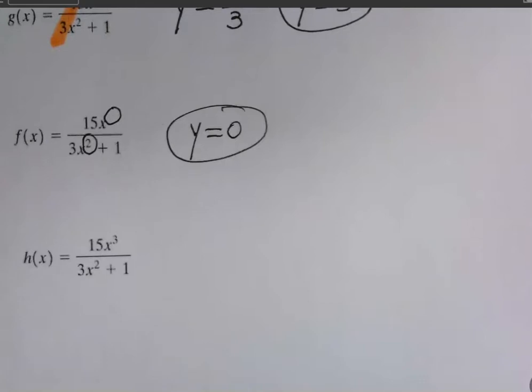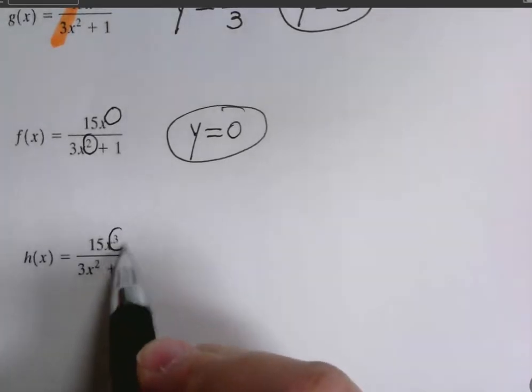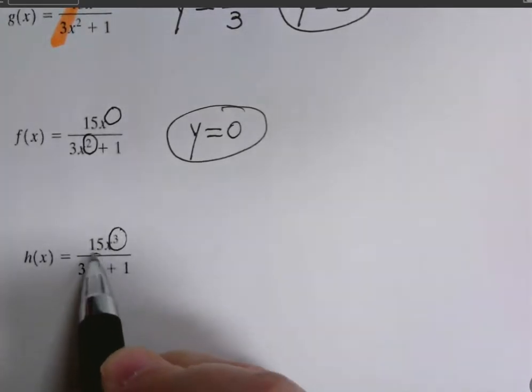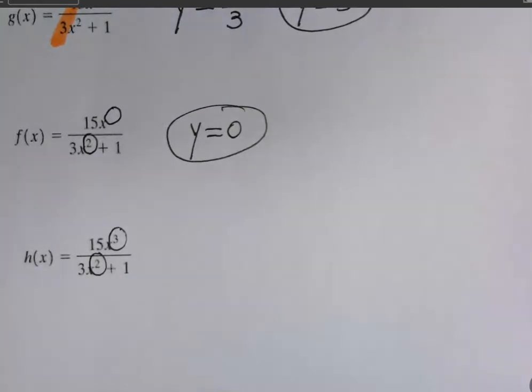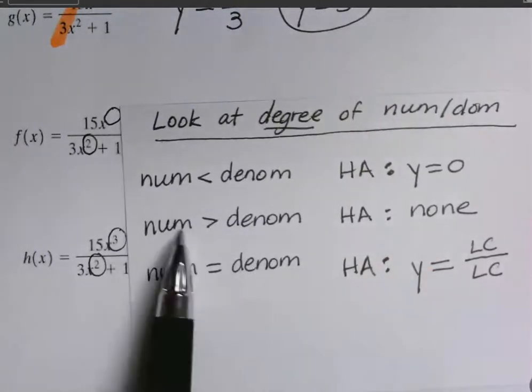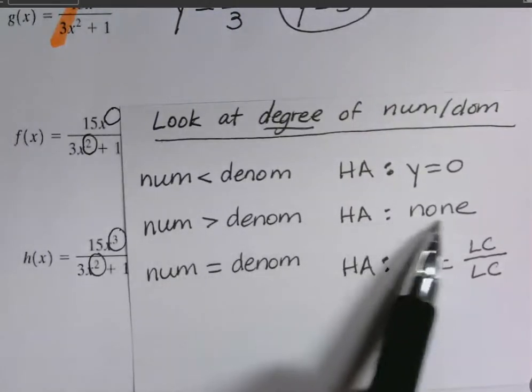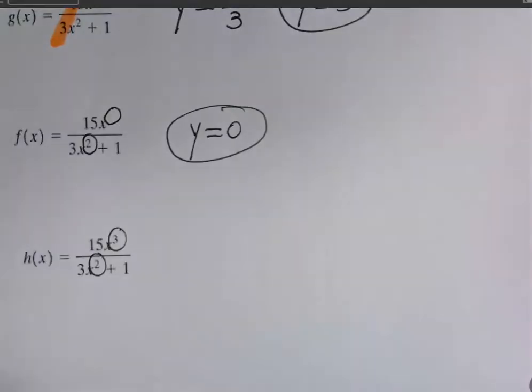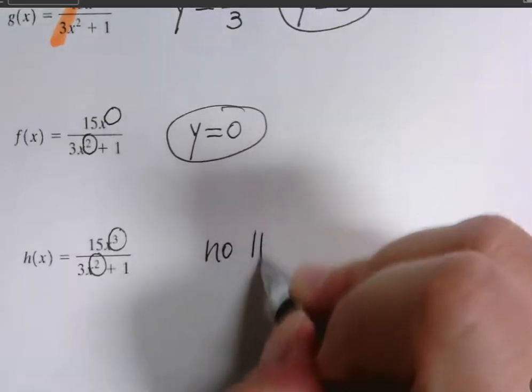And finally, here we have a degree of 3 in the numerator and a degree of 2 in the denominator. So the degree of the numerator is greater than the degree of the denominator. And so there is not a horizontal asymptote. So I'm just going to say no horizontal asymptote.